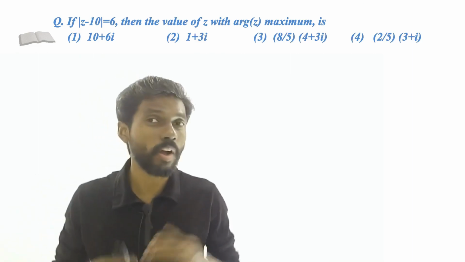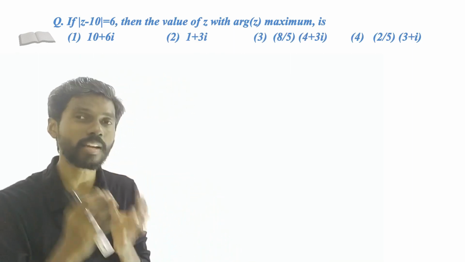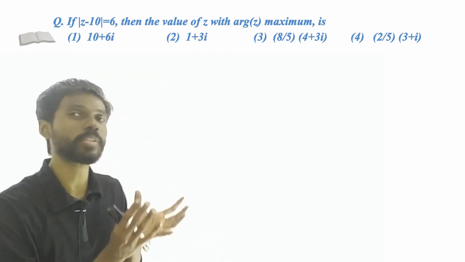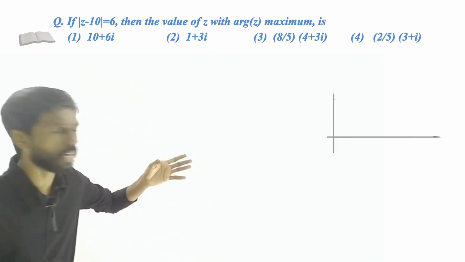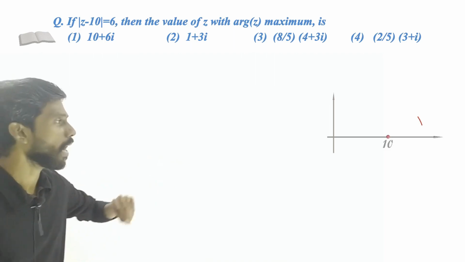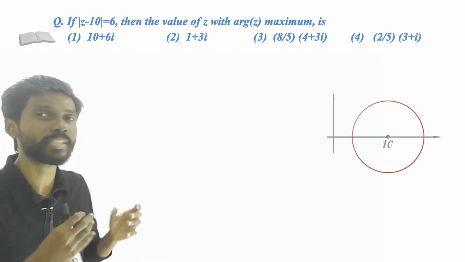This time we want the argument to be maximum. Mod z minus 10 equal to 6. So that is a circle with center 10 and radius 6. Now, among all the points on the circle, which point has maximum argument? 10 means that lies on the x-axis. That is the center, (10, 0), and the radius is 6. So that is a circle on which our required point z lies.